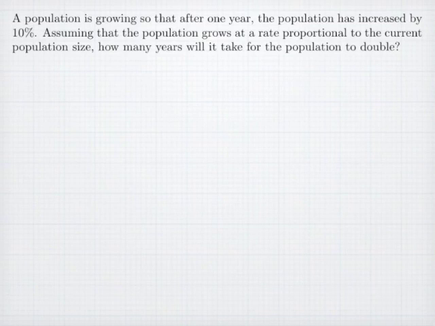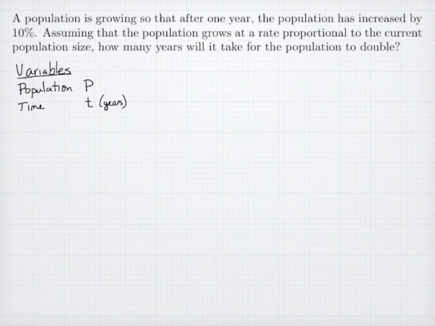So for this problem, we need to identify first our variables, and then we need to identify a model. For our variables, we are interested in our population, and our population changes in time. And so we need two variables. Population variable, let's use P, and for time, let's use T, and we'll measure this in years.